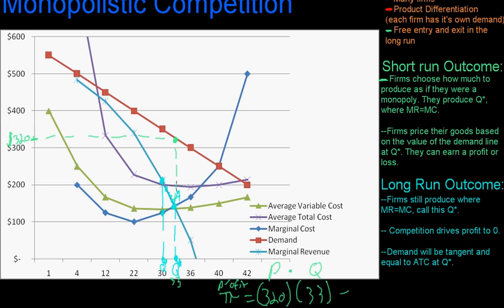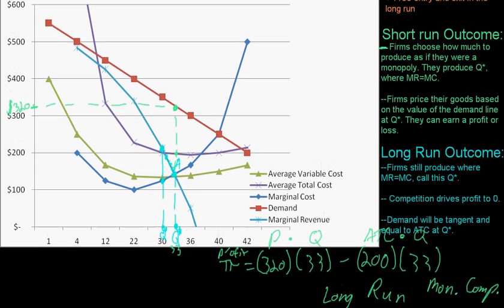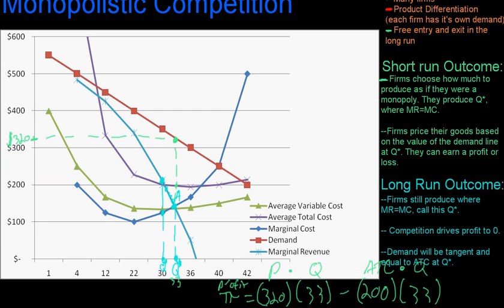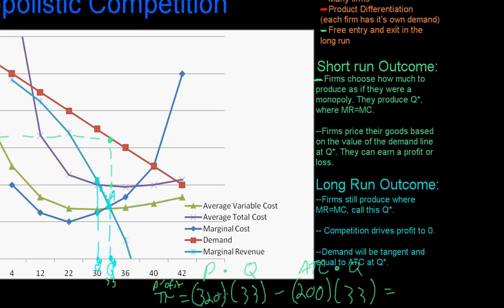And right here I'm going to say that that's 200 minus 200 times quantity, which is 33 again. So that is equal to, as a whole, total cost. Because remember, average total cost times quantity is equal to total cost. So if we simplify a little bit, this is really 320 minus 200 times 33, which is just 120 times 33. And let me see if I can figure out what that is really quickly.